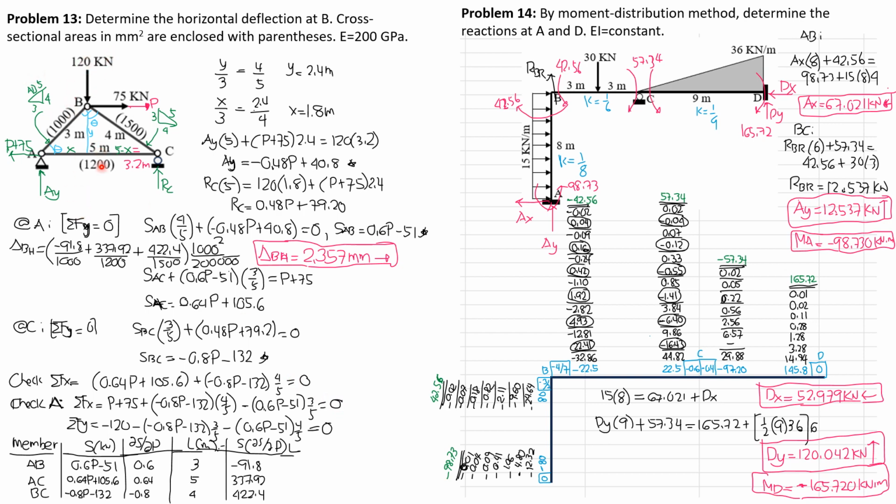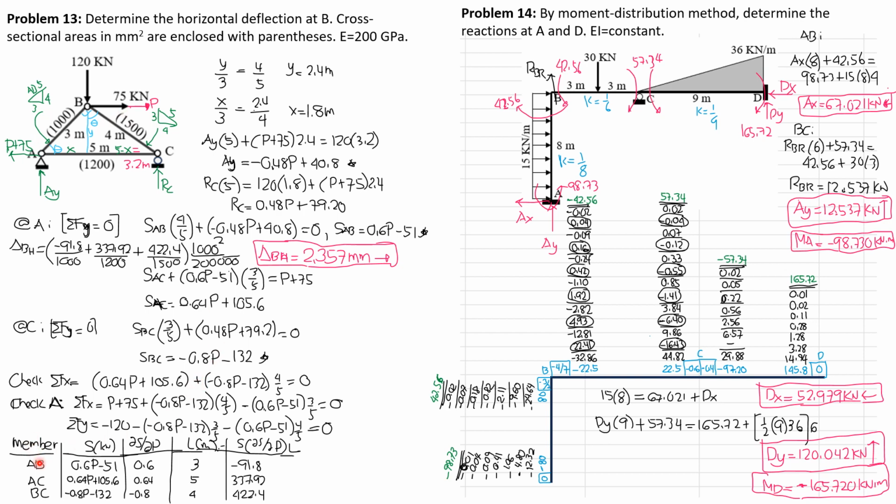Lastly, summation forces y. So negative 120, then minus the vertical component of SBC, minus SBC times 3/5, minus the vertical component of AB, so minus SAB, 0.6P minus 51, then times 4/5. So adding the P's, adding the constants, it's also 0. So it means that all our calculations are correct. The system is in equilibrium.